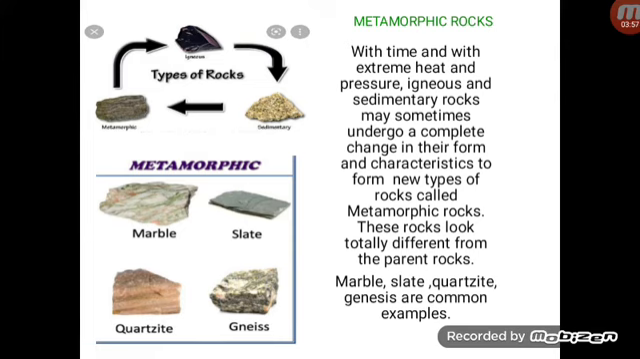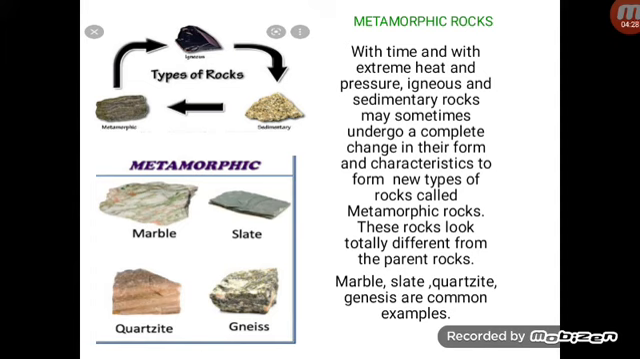So these are newly formed rocks from igneous and sedimentary rocks which look totally different from the parent rock. Now what are the most common examples of metamorphic rocks? Marble, slate, quartzite, and gneiss are some of the common examples of metamorphic rocks. And the pictures of these metamorphic rocks you can see on the left hand side of the slide.